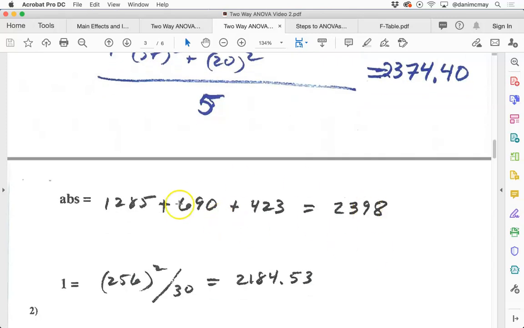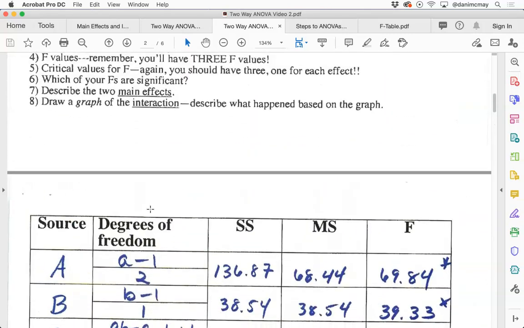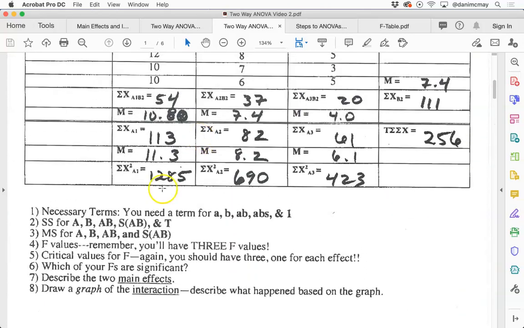Our ABS term, very much like our AS term in a one-way, is just the sum of the x's squared together. So we've got 1, 2, 4, 5. Where does that come from? It comes from right here. Whoops. Is that 8, 5? 2, 4.